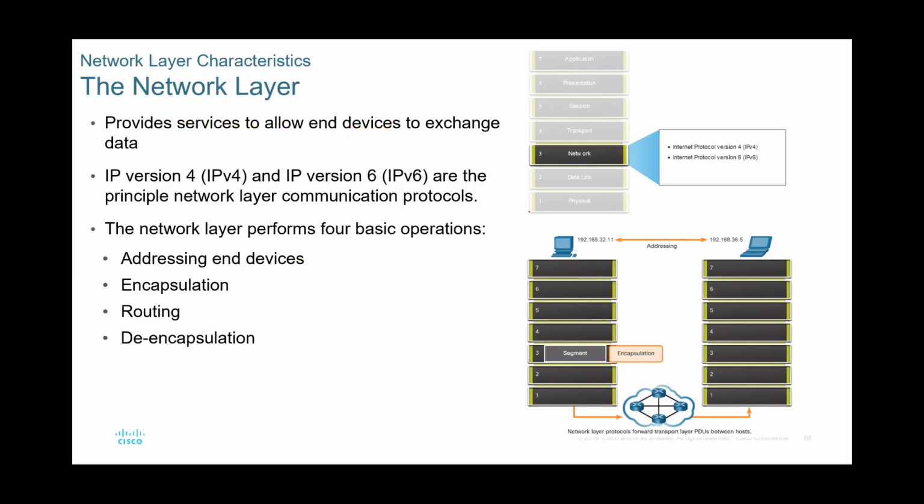Look at our layers. Layer 1, physical layer. Layer 2, data link layer. Layer 3, network layer. And the most important protocol at that layer is our IP, either version 4 or version 6. They operate at this network layer.